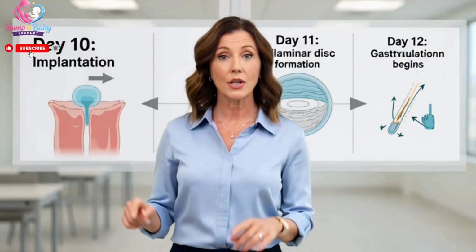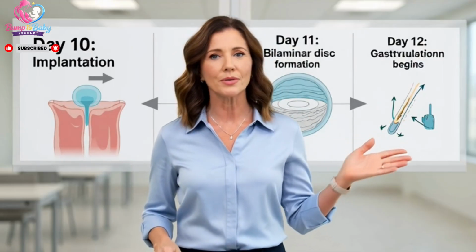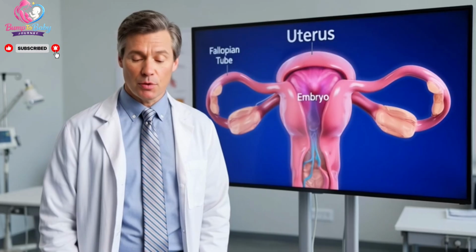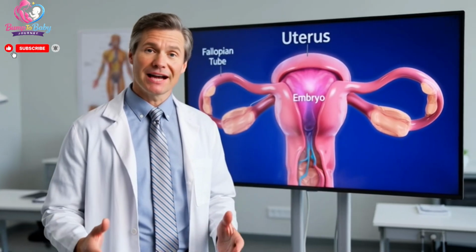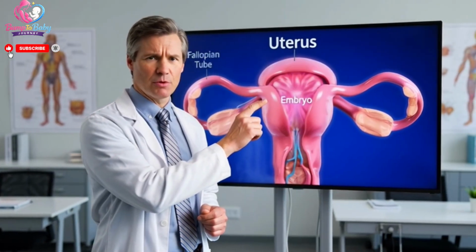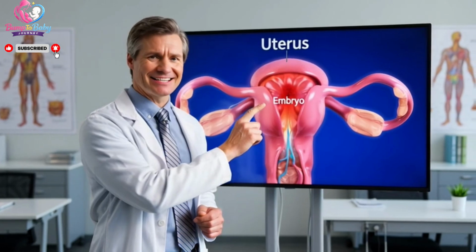On day 10, the blastocyst implants into the uterine wall. The embryo must attach firmly to the uterine lining to develop. This is achieved through villi that embed into the endometrium. This forms the placenta. Hormones ensure it stays attached and nourished.